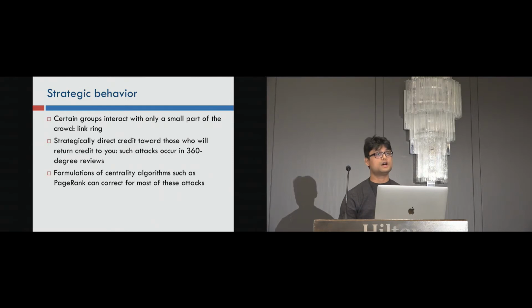There could be strategic behaviors. For example, there was a situation where a small group of people were interfacing with just one person, and that person was interfacing with the rest of the group. So when the time came for credit distribution, they were basically giving all of their scores to each other, forming a link ring. There could be 360-degree reviews occurring. But formulations of centrality algorithms such as PageRank can correct most of these attacks.